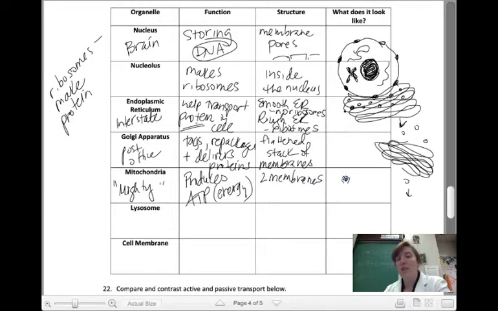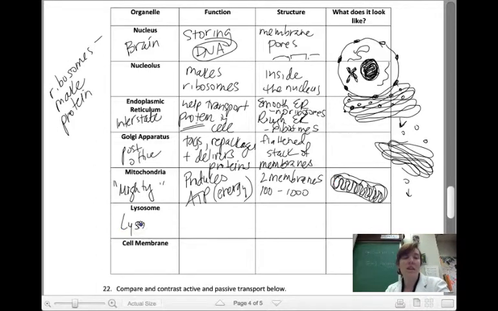So two membranes, and it kind of looks like a little oval shape, and it's got a second membrane here in the center that gets really folded up because, again, the more membrane we have, the more ability we have to produce energy. And a cell may have 100 to 1,000 or more mitochondria depending on how much energy that cell needs. Your muscle cells would have thousands because those cells need that many.